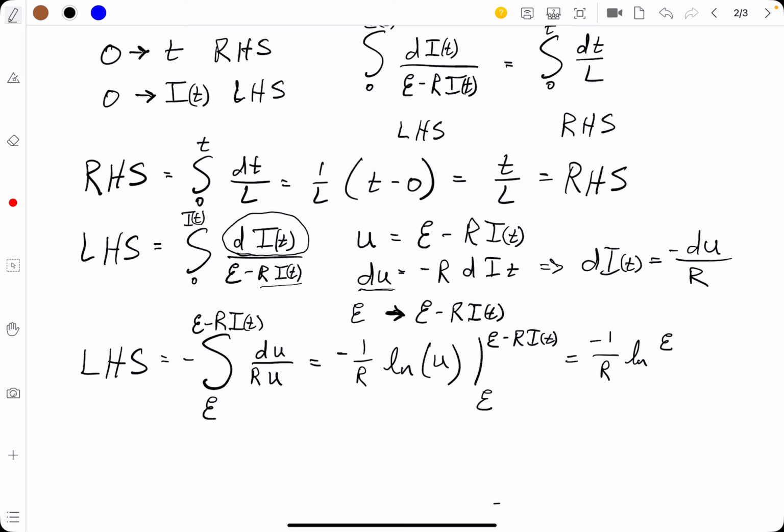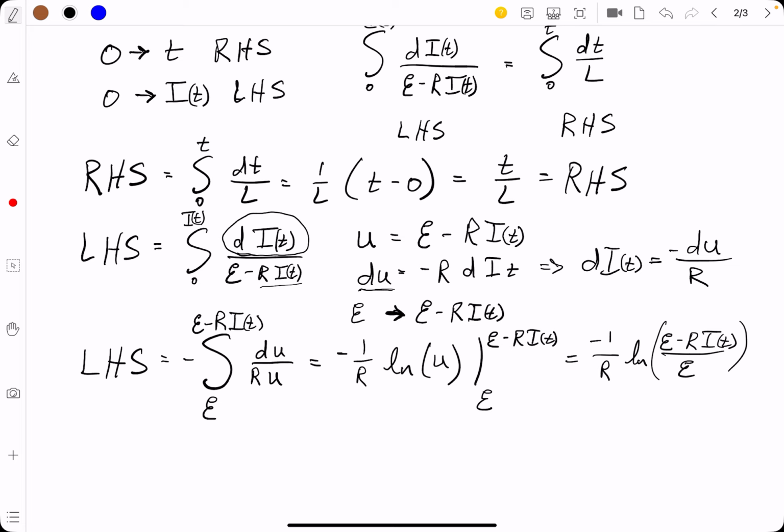So let's do our I of t over our epsilon. And we're doing the natural log of those things. Fine. Keep the negative sign. All right? Don't flip the natural log over to get rid of the negative sign. We want to keep the negative sign.